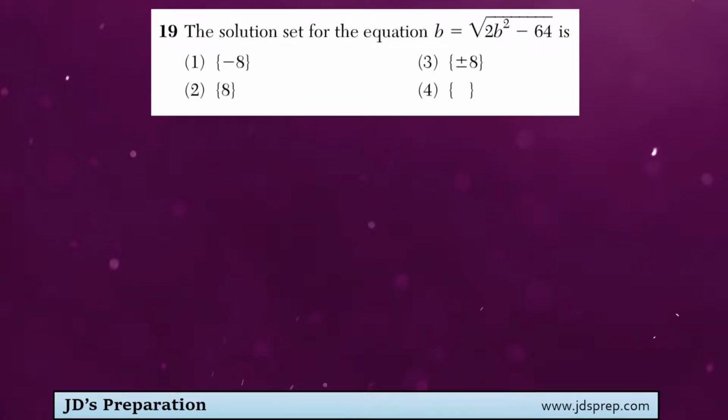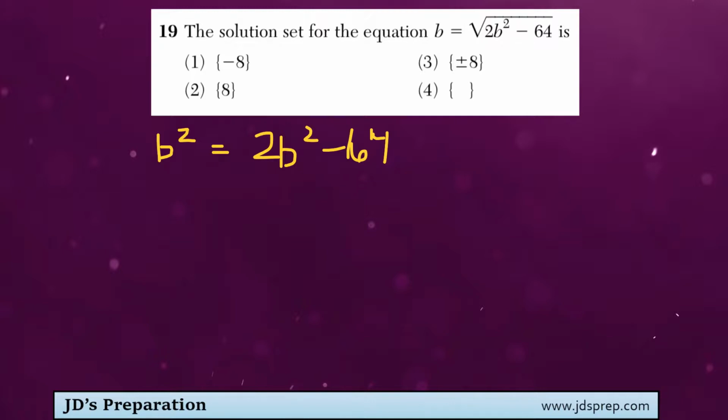First step we're going to want to do to solve this equation is to square both sides. And that's so that we get rid of that radical. By doing that, we would get b squared on the left and 2b squared minus 64 on the right.